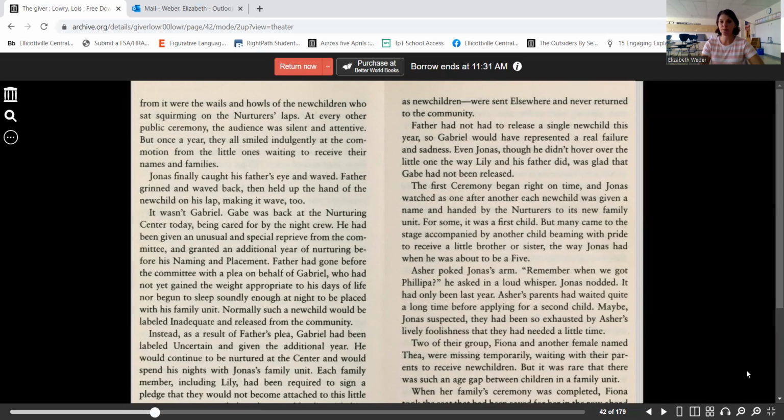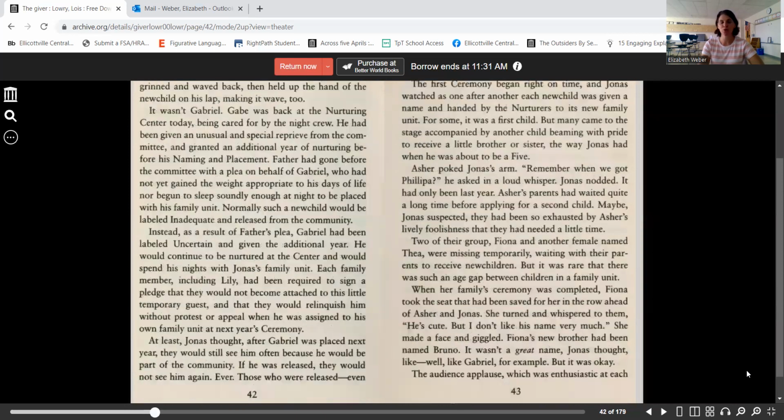For some, it was a first child, but many came to the stage accompanied by another child, beaming with pride to receive a little brother or sister the way Jonas had when he was about to be a 5. Asher poked Jonas's arm. "Remember when we got Philippa?" he asked in a loud whisper. Jonas nodded. It had only been last year. Asher's parents had waited quite a long time before applying for a second child. Maybe, Jonas suspected, they had been so exhausted by Asher's lively foolishness that they had needed a little time.